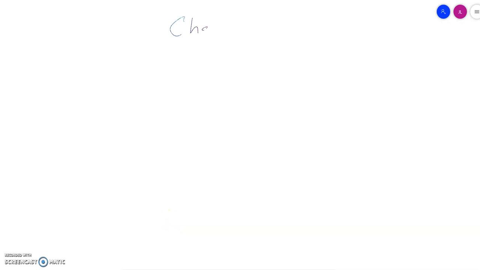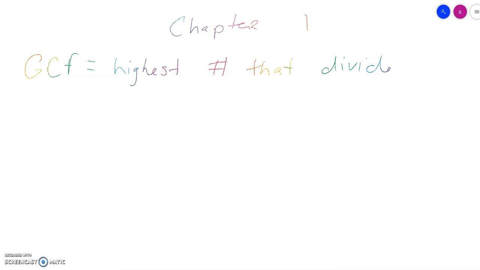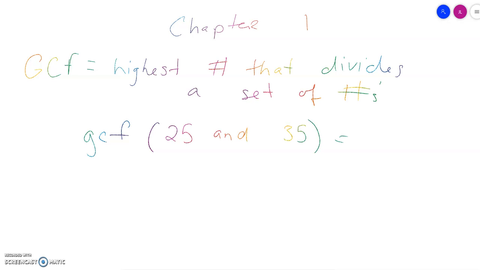So we're going to do our chapter 1 review. We need to know greatest common factor. It's the highest number that divides a set of numbers. So for instance, if I found the GCF of 25 and 35, my GCF would be 5 because 5 divides 25 and 5 divides 35.